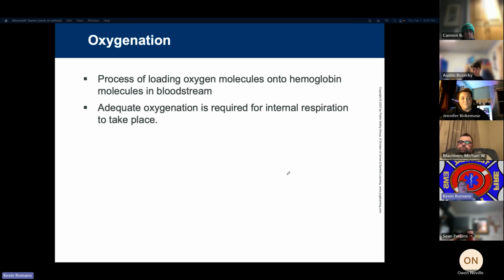So oxygenation is the process of loading oxygen molecules onto hemoglobin molecules in the bloodstream. This starts that transport process. So adequate oxygenation is required for internal respiration to take place, right? Internal being the transport of oxygen to the cellular level, right? If we don't have hemoglobin, so patients in hemorrhagic shock or bleeding out, we are not going to have the ability to oxygenate and do internal respiration. So internal oxygenation is going to be diminished at that cellular level because of the lack of red blood cells.